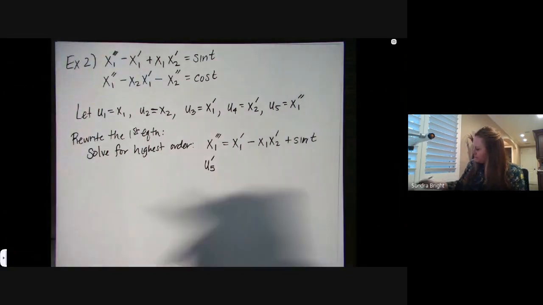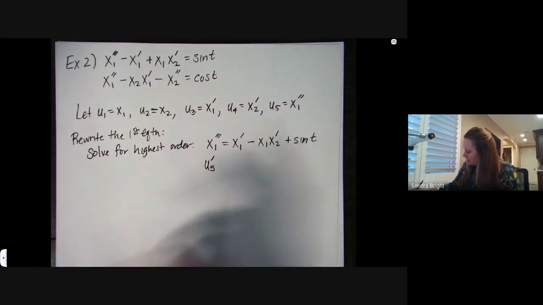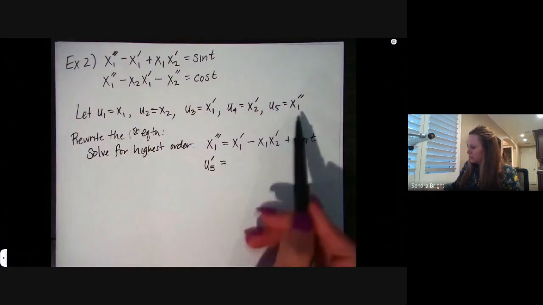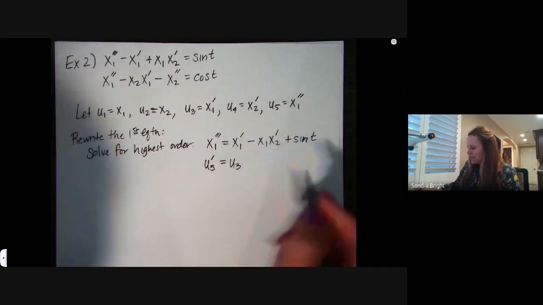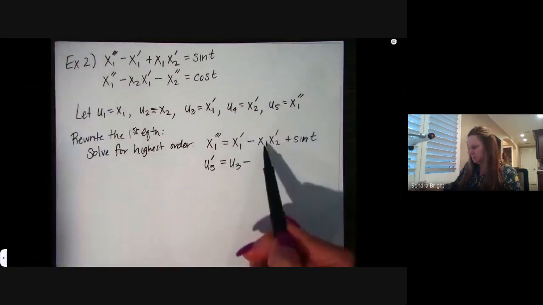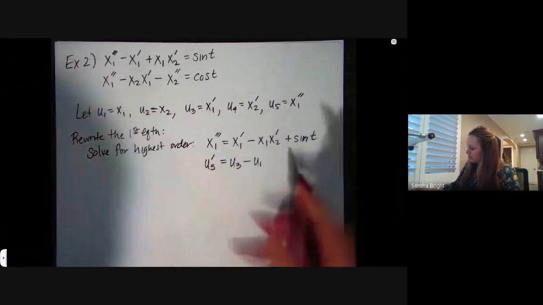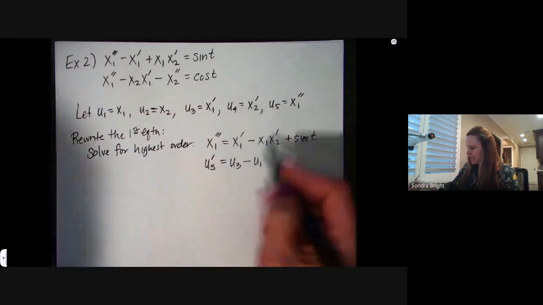Okay, so u5 prime would be x1 prime. Well, x1 prime I said was u3, minus, where did I say x1 is? u1. What did I say x2 prime is equivalent to? x2 prime is u4. And then plus sine of t.